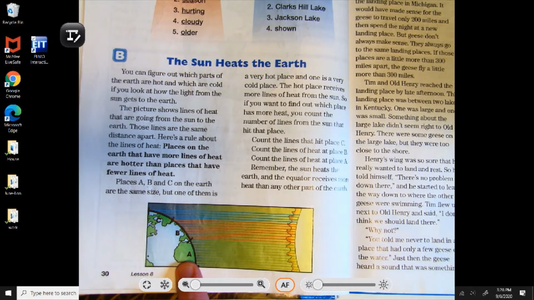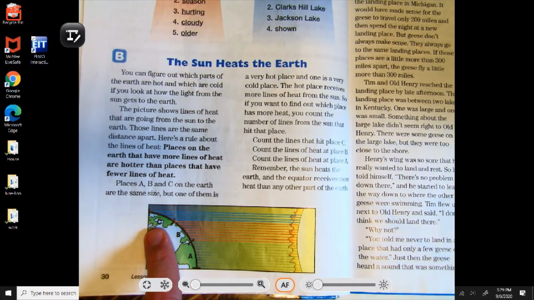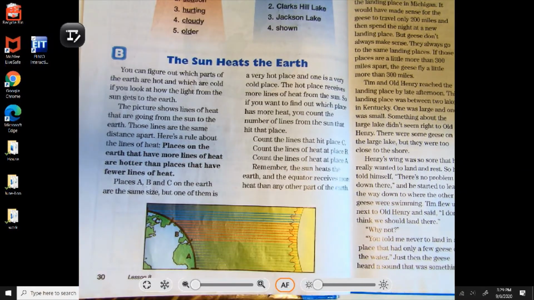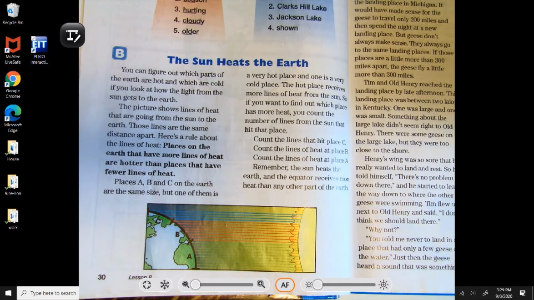Everyone do that. How many lines of heat hit place A? Did you say 10? 10 is correct. So which place has the most lines of heat? Right, A. Which place has the fewest lines of heat? Correct, C. Remember, the sun heats the earth, and the equator receives more heat than any other part of the earth.